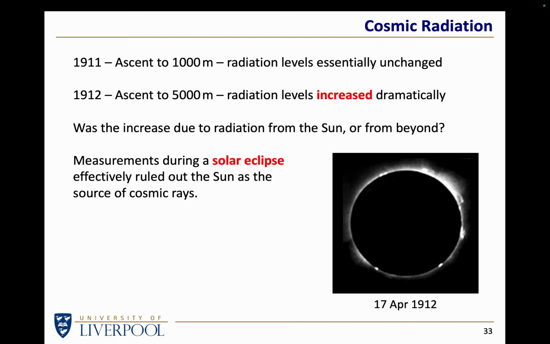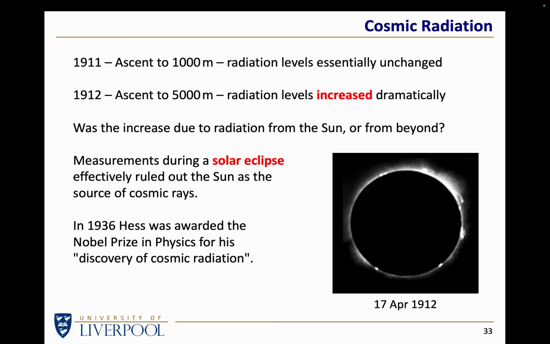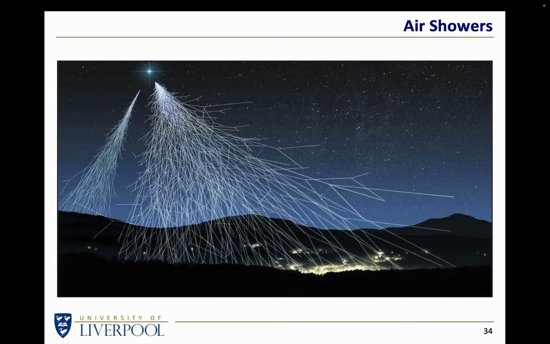Fantastic. You take it up, you measure the radiation, you wait for the moon to block the sun. The moon surely is big enough to block any radiation from the sun, and you see if the radiation goes down or goes up. And the answer is they did neither. So the sun is not a significant source of cosmic radiation. It does produce some, but most of it is coming from elsewhere beyond the sun. That's why in 1936 Hess got the Nobel Prize for discovery of cosmic radiation, this set of balloon flights that showed that the radiation is cosmic.